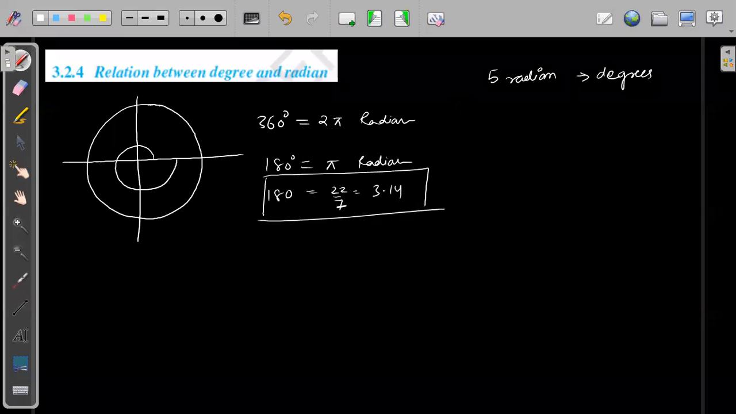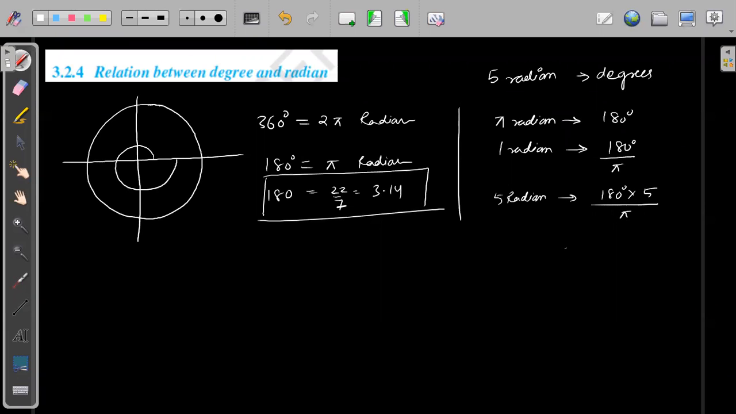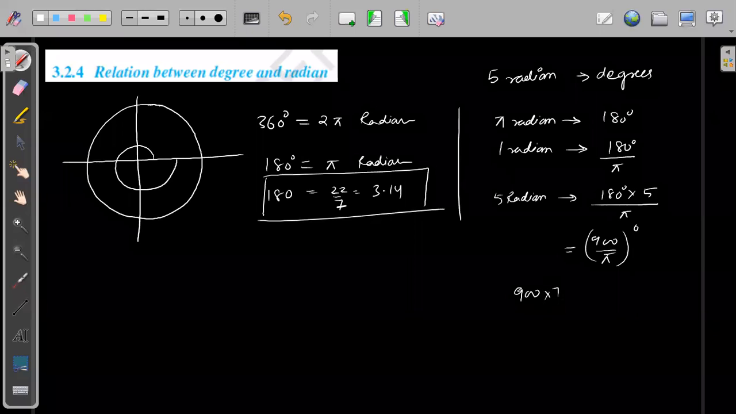See, pi radian will give you how many degrees? 180 degrees, right? So 1 radian will give you 180 degrees by pi. So 5 radian will give you 180 degrees into 5 by pi. If you want to simplify, this is 900 by pi degrees, where pi is 22 by 7. So we can write this as 900 into 7 by 22.